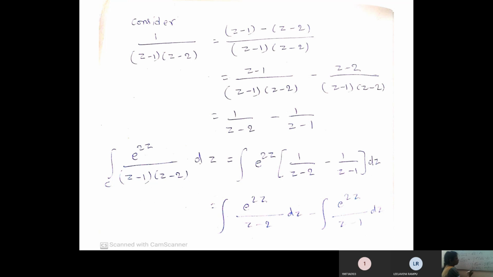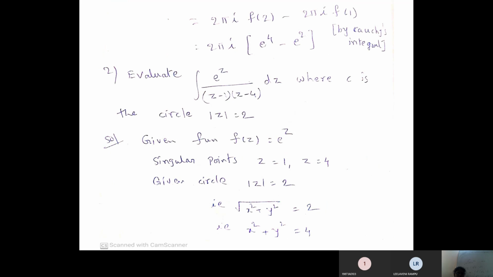What is f of z? We know that f of z equals e power 2z. So f of 2 means e power 2 into 2, e power 4. F of 1 means e power 2 into 1, e power 2. So what is the answer? 2 pi i into f of 2 minus f of 1, that is, e power 4 minus e power 2. So that is the answer.